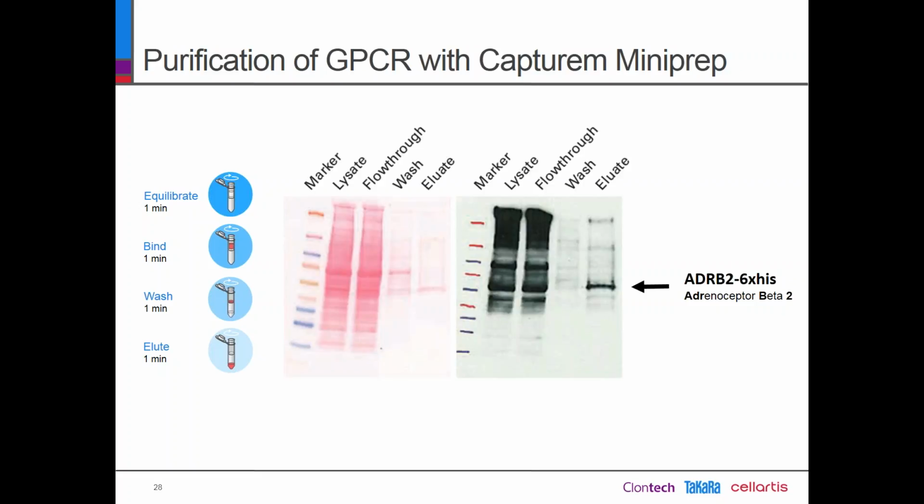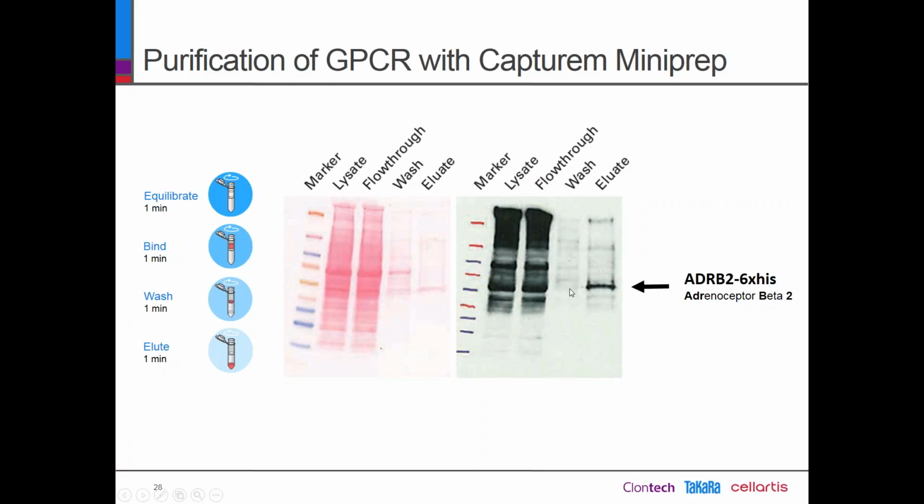So here on the left you see the Ponceau staining of the membrane. It shows that ADRB2 is present in all of the different fractions. You see it here slightly in the wash fraction, but you also see that it comes out in the eluate. And of course, we have to confirm this with a Western blot, which is on the right, with an antibody that is specific for ADRB2. And you can see that here indeed.